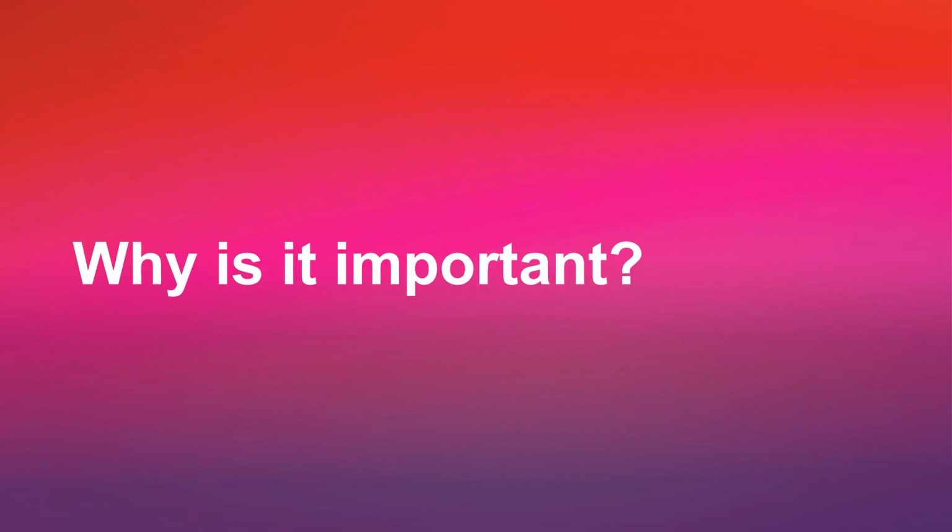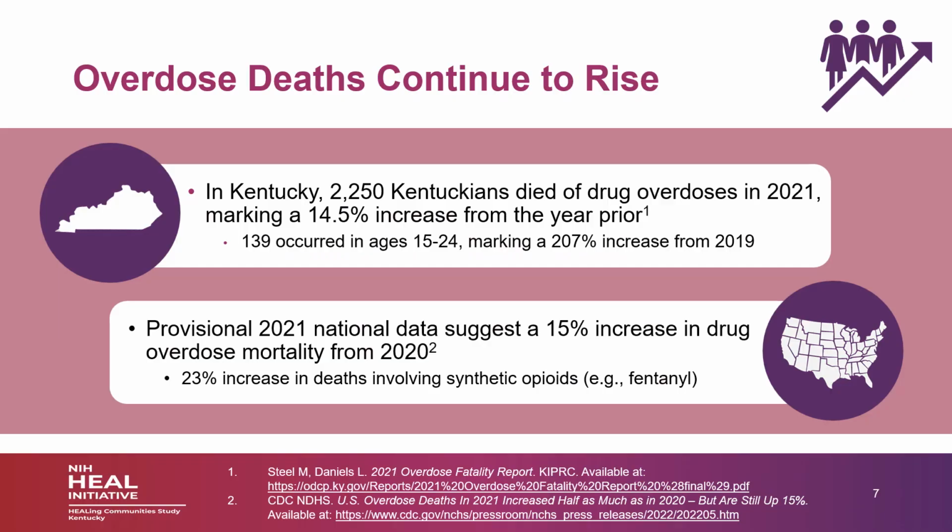Why is it important to have Naloxboxes in schools? Opioid overdoses continue to rise both in Kentucky and nationally. 2,250 Kentuckians died of a drug overdose in 2021, a 15% increase from 2020. 139 of these overdoses occurred in people aged 15 to 24, a 200% increase from 2019.